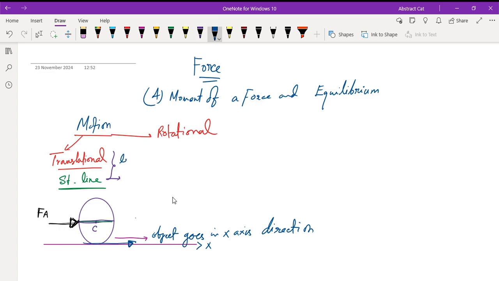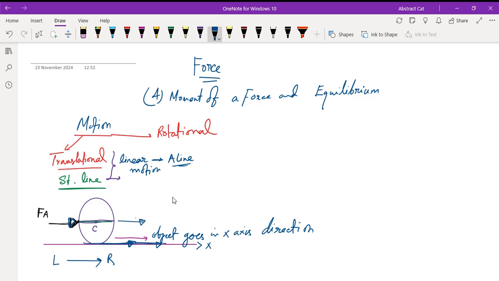Linear means a single line. So if a force is applied and the body goes along a straight path, this is called translational motion, and the direction is very important. If the force is applied from left to right, the body moves along a path also in the left to right direction.